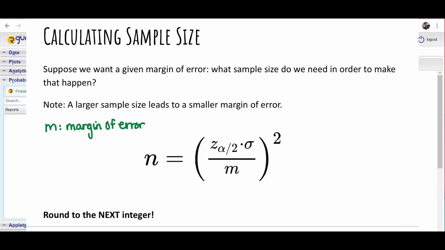So once you do that, you need to round your answer to an integer because this is a sample size. You can't sample half a person, right? And you always have to go up because let's say you had 12.3. That would normally round to 12, but 12 is not big enough to have the small margin of error that you want. So you need to always go up. So you would round that to 13.